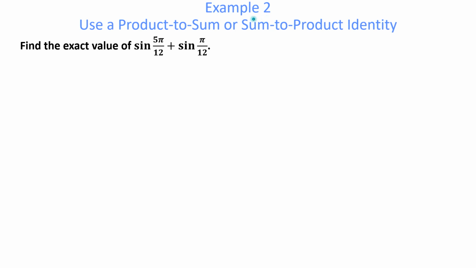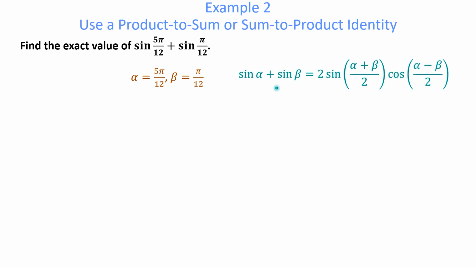So for example 2, we're asked to find the exact value of sine of 5 pi over 12 plus sine of pi over 12. And you'll notice that this is a sum. So what I'll do firstly is replace the 5 pi over 12 with alpha and replace the pi over 12 with beta. So you could read this as sine of alpha plus sine of beta. And this will help us determine the correct sum to product identity, which is here. So now you can see this takes a similar form to what we have over here.